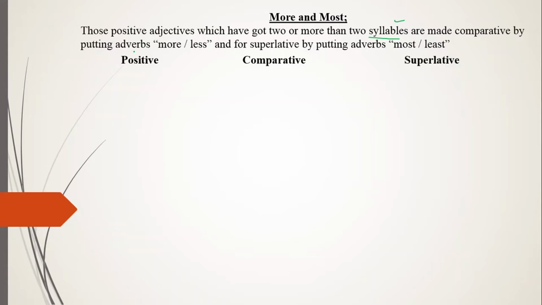Now, those adjectives which have got two or more than two syllables are made comparative by putting adverbs more and less. These are the adverbs which you are going to use. More and less are the opposite of one another. And for superlative degrees of adjective, we'll be putting adverbs most and least, and most and least are opposite of one another, and these are used when your adjective has got two or more than two syllables.